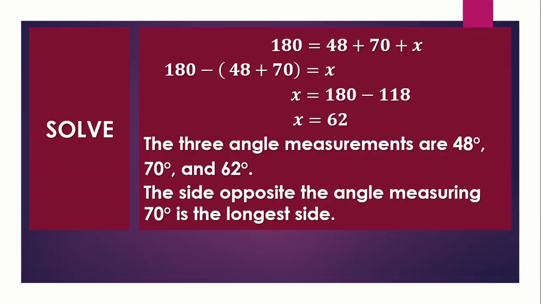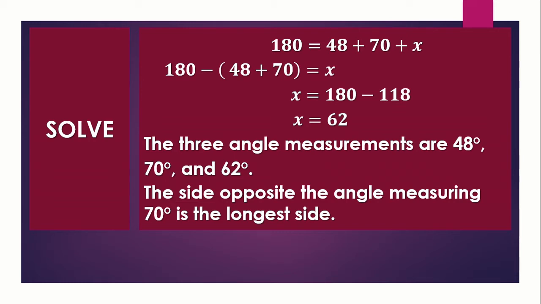Let us proceed to the solution. 180 is equal to 48 plus 70 plus x. Using the addition property of equality, we have 180 minus the quantity of 48 plus 70. 48 plus 70 is equal to 118. Thus, x is equal to 62. The three angle measurements are 48 degrees, 70 degrees, and 62 degrees.